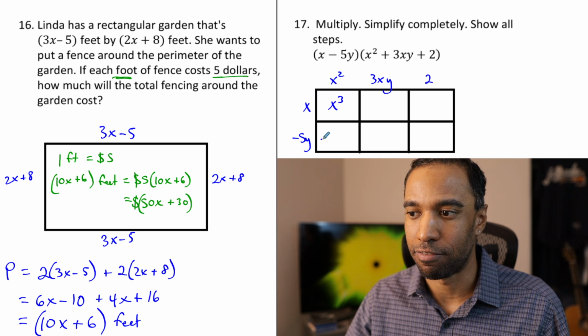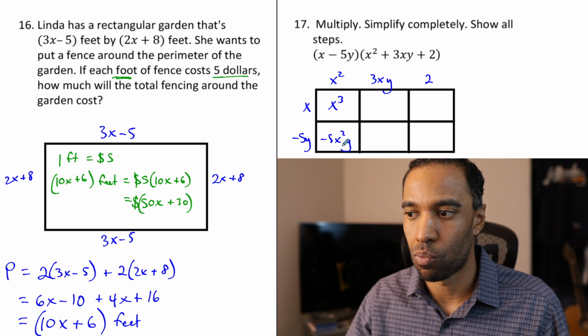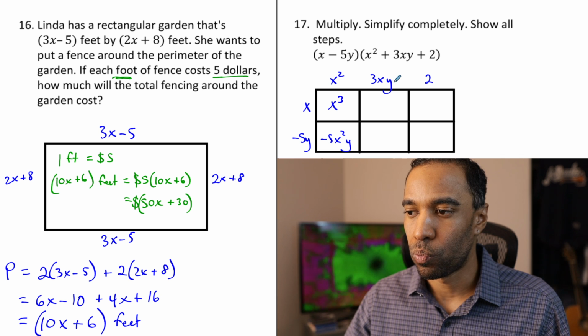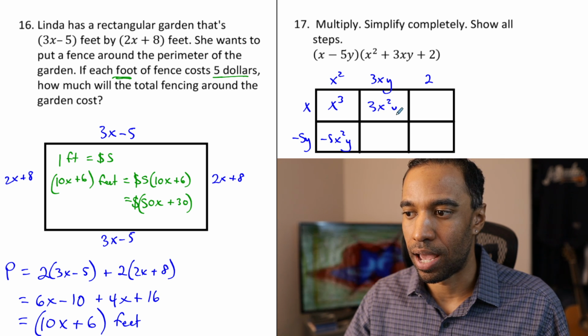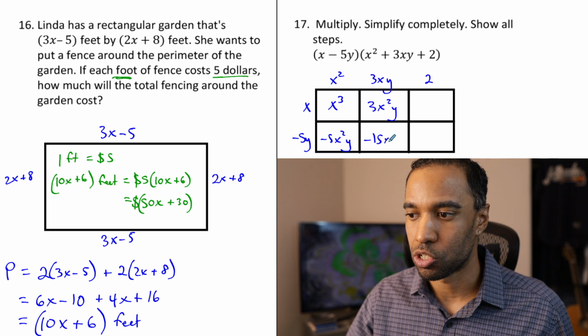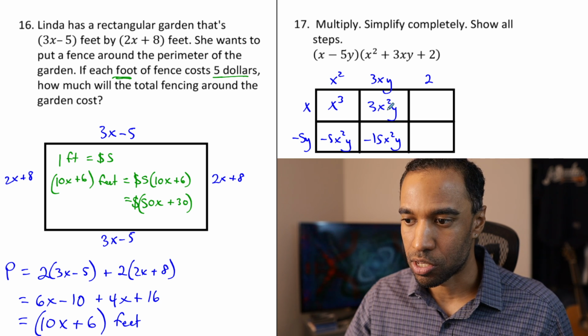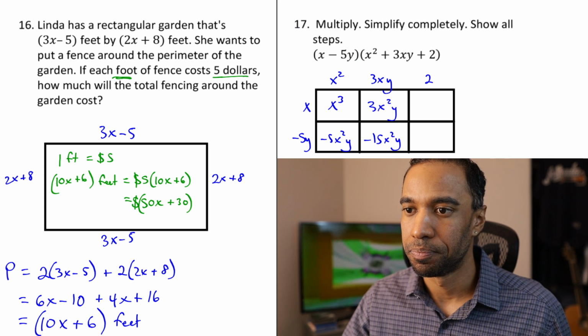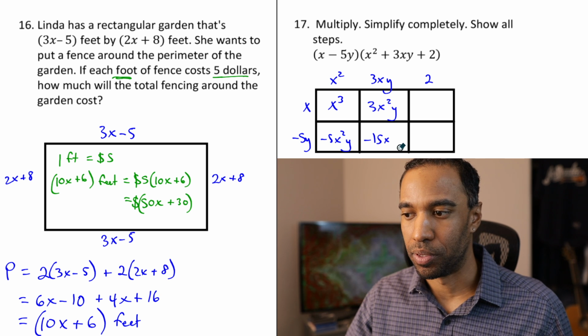X squared times negative 5y is negative 5x squared y. X times 3xy is 3x squared y. It's the same numbers as before. 3xy times negative 5y is negative 15xy squared. So, oh, excuse me, I did something wrong. Negative 15xy squared.